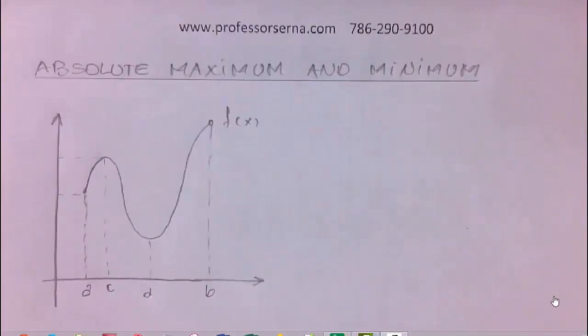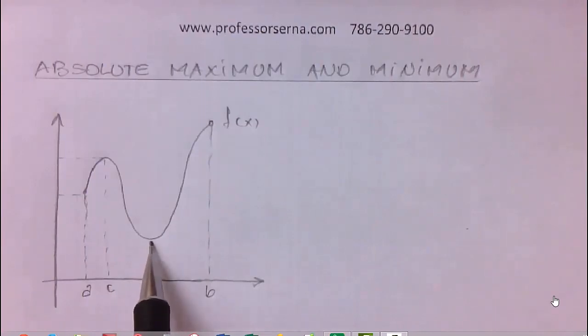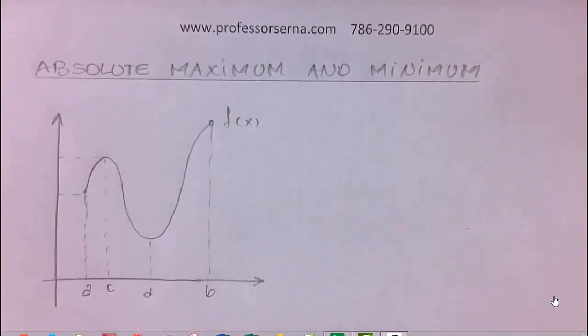In previous videos, we spoke about relative extrema, relative minimum, relative maximum. So for example, we said here we have a relative minimum, here we have a relative maximum. What we want to find out now is the absolute maximum and minimum values of a function in a given interval.